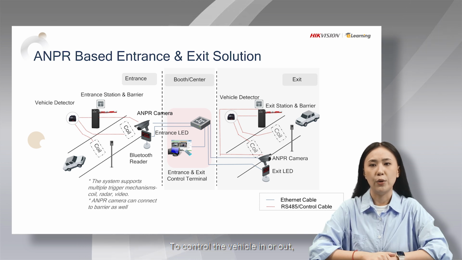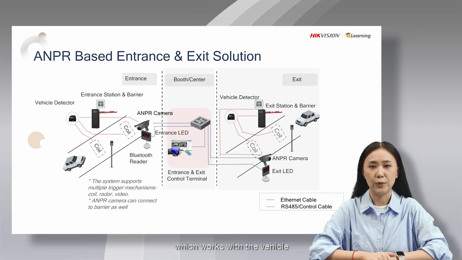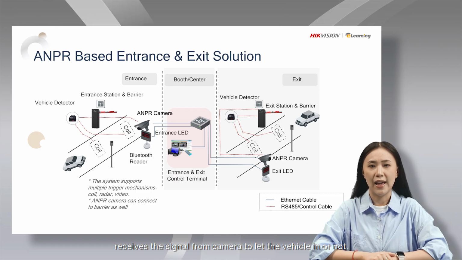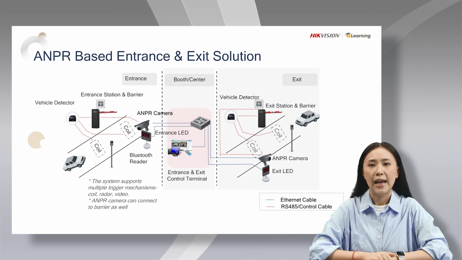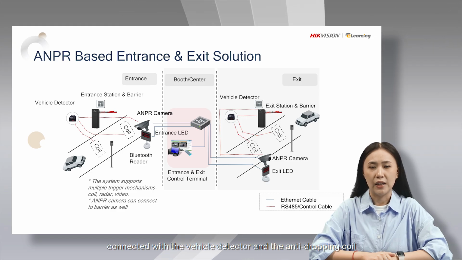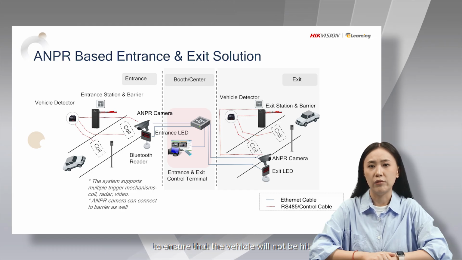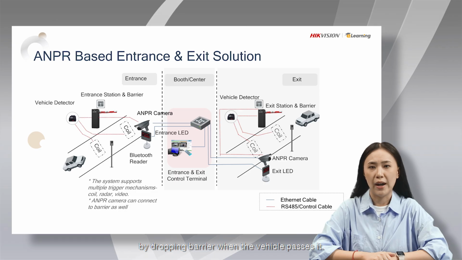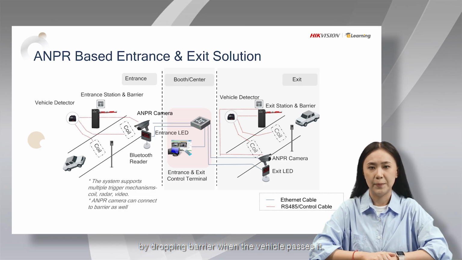To control the vehicle in or out, we also need the barrier, which works with the vehicle detector and the anti-dropping coil. It needs to be connected to the ANPR camera and receives the signal from the camera to let the vehicle in or not. The barrier is connected with the vehicle detector and the anti-dropping coil to ensure that the vehicle will not be hit by the dropping barrier when it passes.